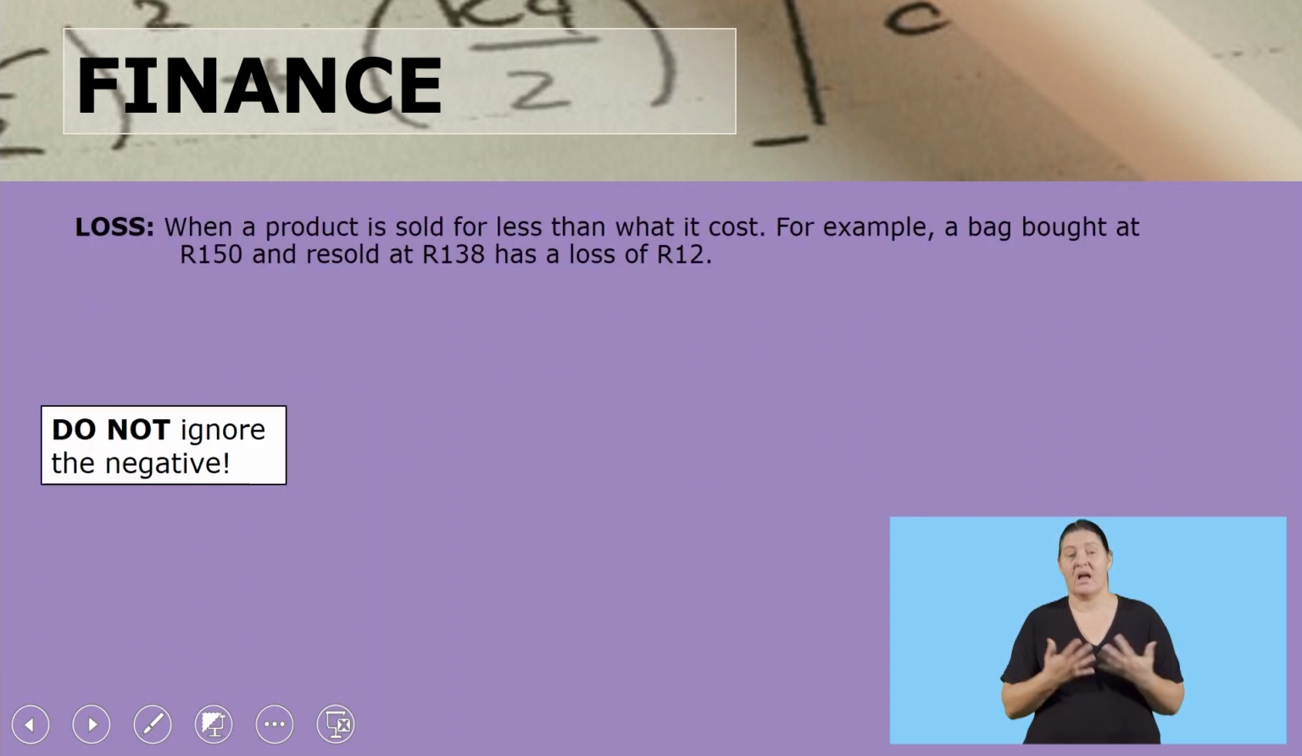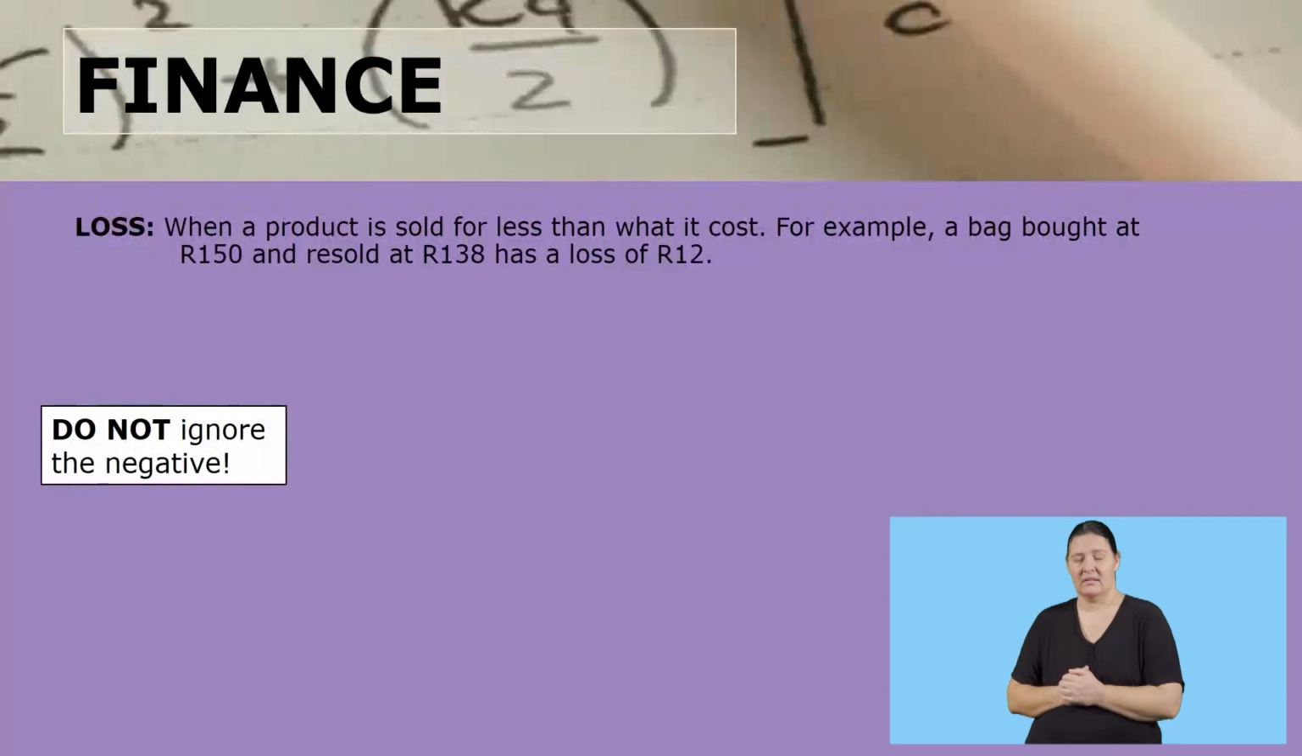Let's look at loss. So we just looked at profit, where you are gaining money. Now we are going to look at loss. A loss is when a product is sold for less than what it costs. For example, a bag bought at 150 and resold at 138 rands has a loss of 12 rands.